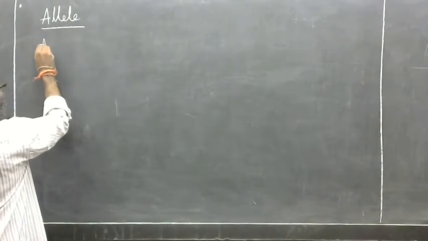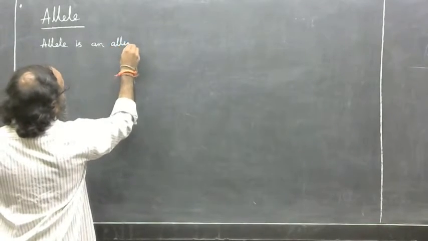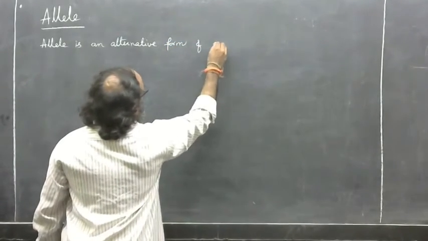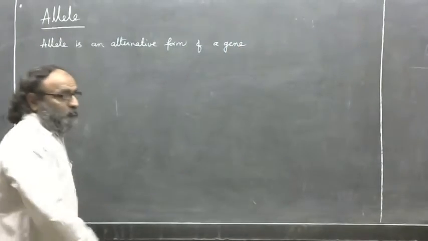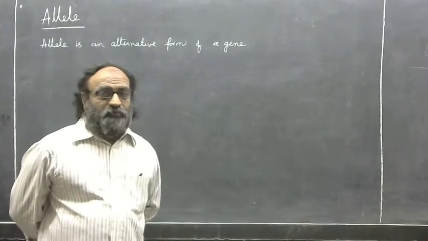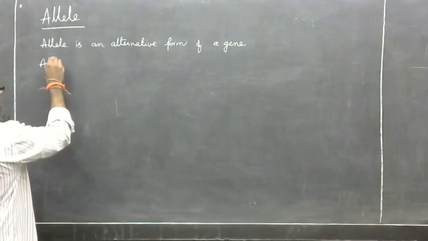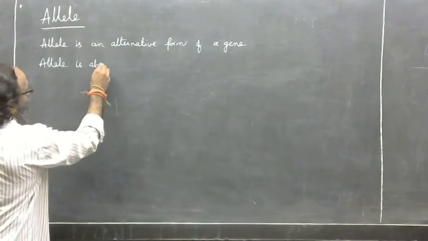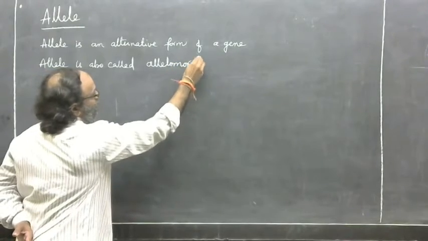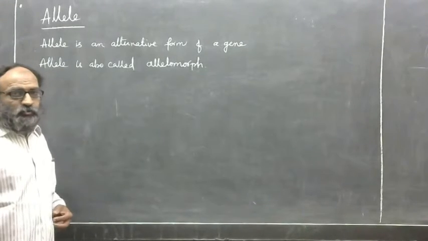It is the alternative forms of a gene. And an allele is also called allelomorph. It is an alternative form of a gene. It is also called allelomorph.